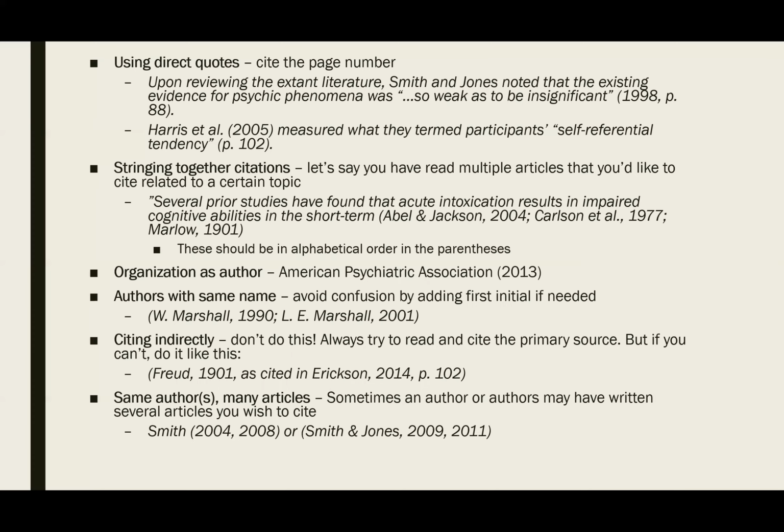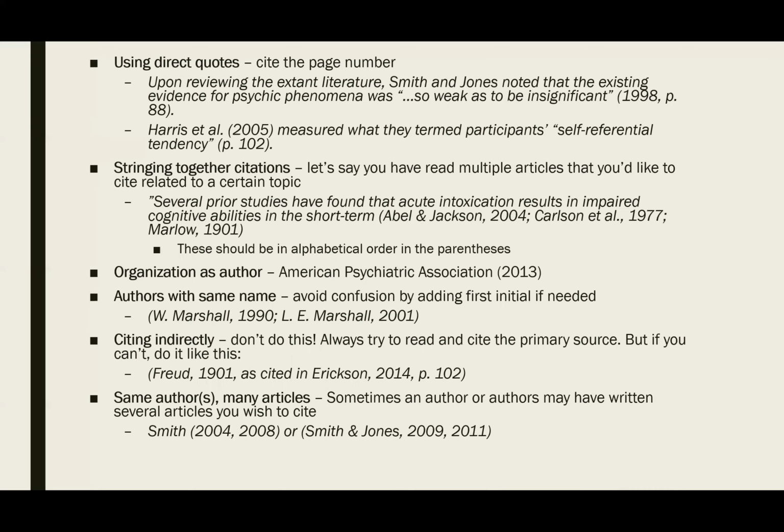So basically, if you found an article that you want to use in your literature review, but in their introduction they've cited something, you go and you find the thing that they've cited. You don't just cite the article that you're reading at that point. If you absolutely have to do this, even though you likely won't, you would do it this way. So Freud, 1901, as cited in Erickson, 2014, page 102, but always try and read and cite the primary source.